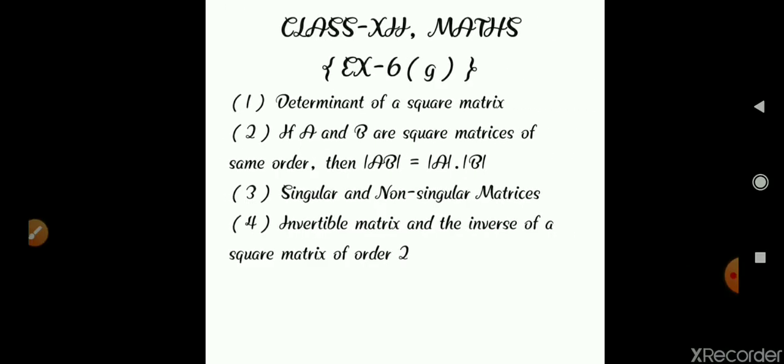And after this exercise, in the next video I am going to tell you how to find the inverse of a matrix of order 3. So I hope you have understood all the points.